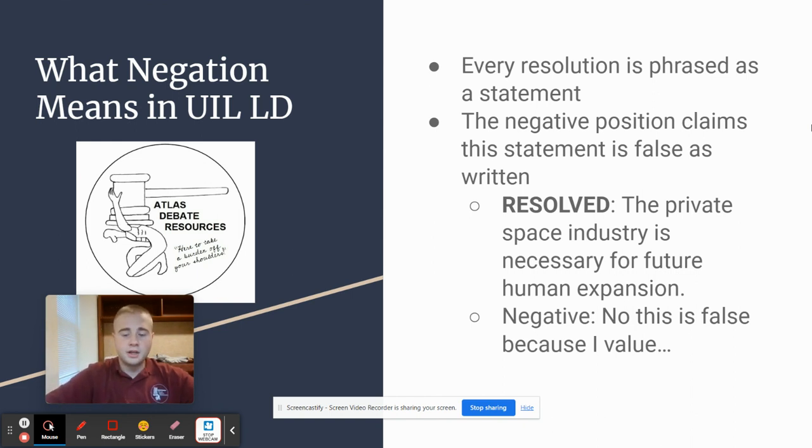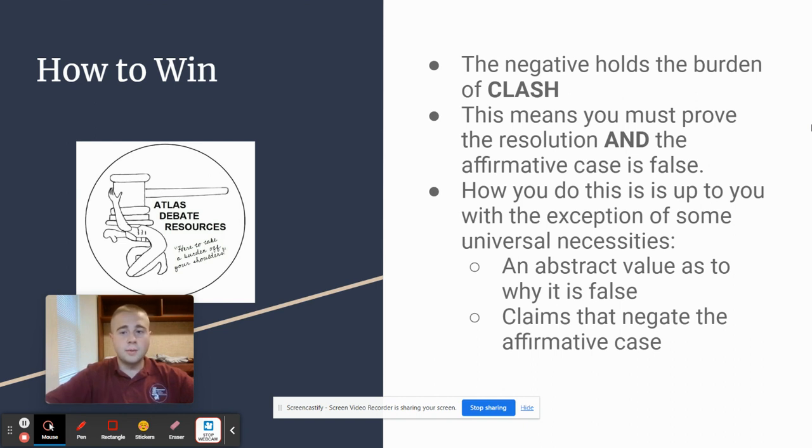So, with that in mind, the way the negative wins is they uphold the burden of clash. So, instead of proving it's true, they're clashing. They're not just clashing with the resolution, saying the resolution is incorrect, but also clashing with the affirmative, all the evidence they provide, all the things that they put forth.